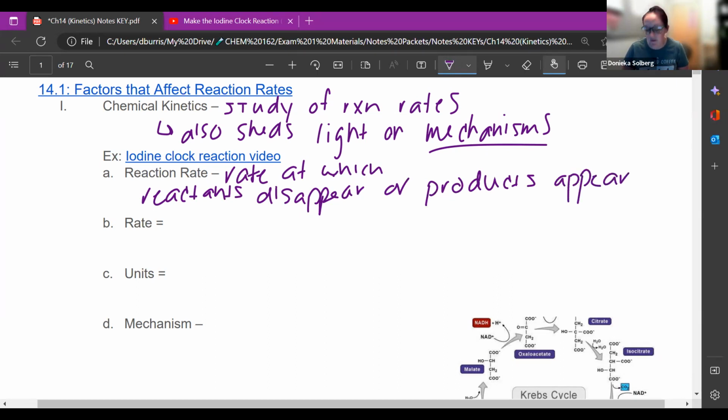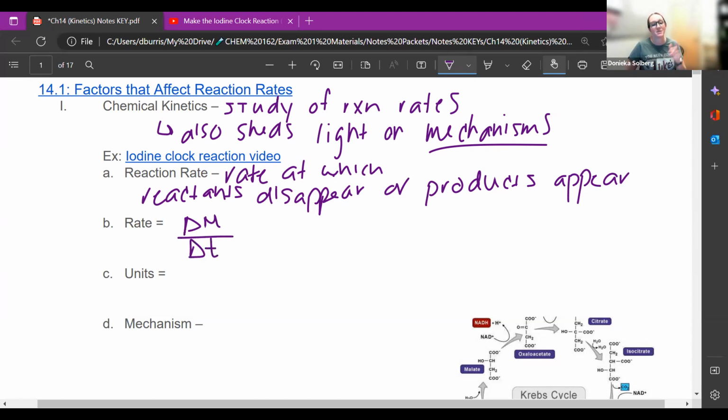Now, these things are kind of hard to monitor unless they're color changing or you create a precipitate or something along those lines. But we will be using a lot of color changing reactions to monitor that progress in this unit. So what is the rate exactly? What kind of unit will we use? Well, we'll use change in molarity over change in time.